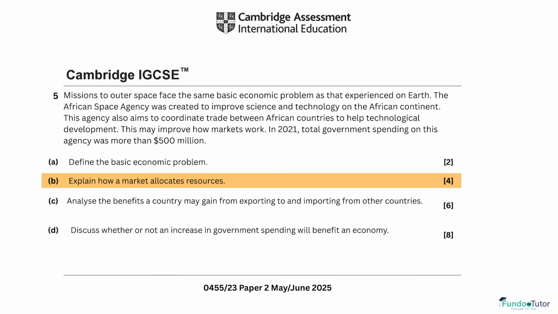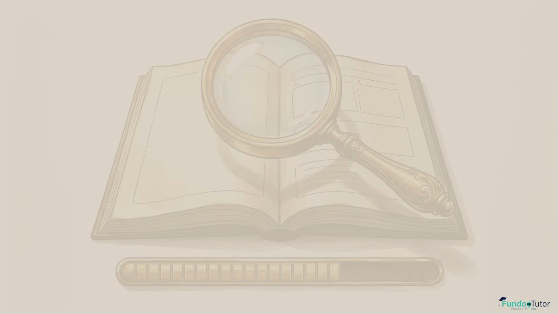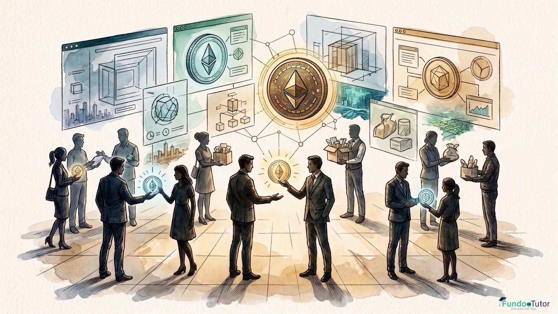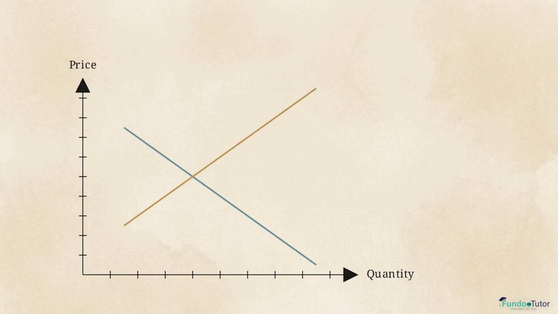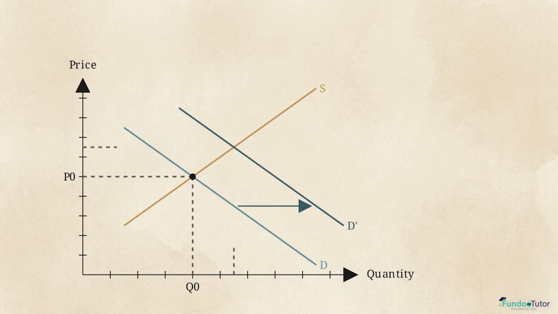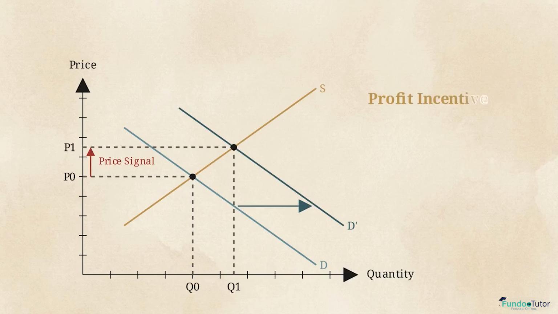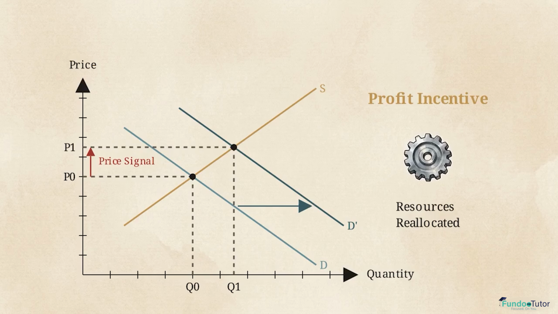Explain how a market allocates resources. Think about the specific forces at play before we break the answer down. Looking at this supply and demand graph, buyers and sellers interact. Where these forces intersect, we establish market equilibrium. If consumer demand increases, price rises. That higher price acts as a signal, providing a profit incentive for producers to reallocate resources to that good.